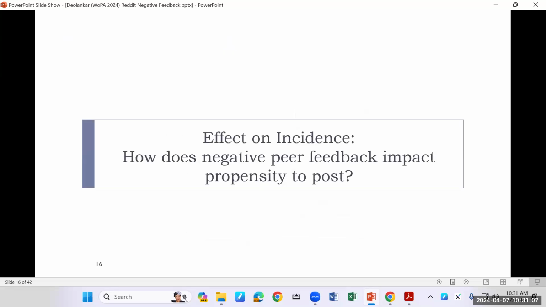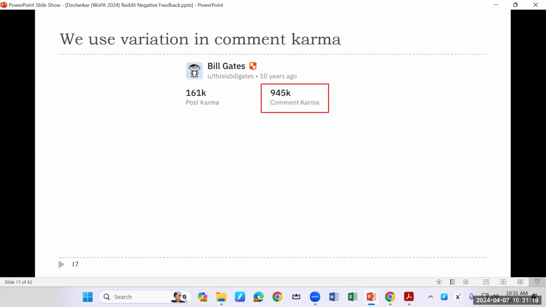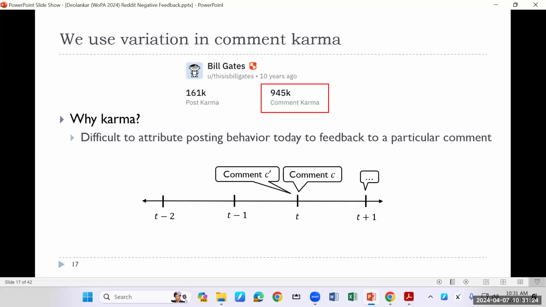Okay. Now that we know a bit about Reddit and a bit about our data, let's come to our research question. Our first research question is: how does receiving negative feedback affect the likelihood of subsequent content creation? To answer this question, we make use of variation in comment karma. Why do we use comment karma? It's because a user can make multiple comments on a given day, and it's very difficult to attribute a posting decision on a given day to feedback on one individual comment. But karma provides a natural, platform-provided aggregation, so we make use of it.